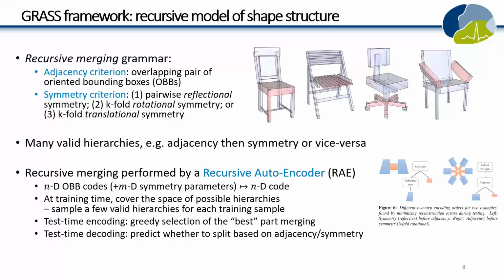Of course, you can have many different ways to merge these parts together. So you could do adjacency first, symmetry afterwards. You can really combine it in many different ways, but it doesn't really matter here. There is a trick. So back to the idea. The idea is this kind of hierarchy. It's going to be encoded automatically via a recursive neural network, a recursive autoencoder.